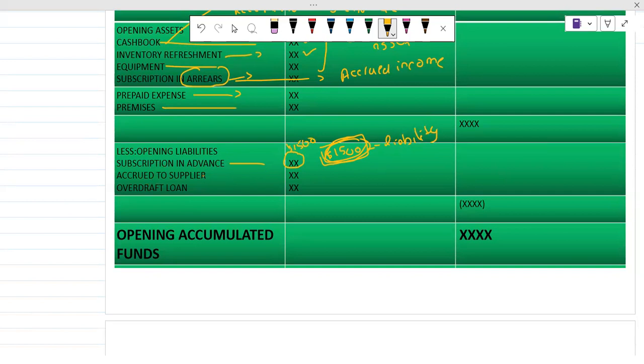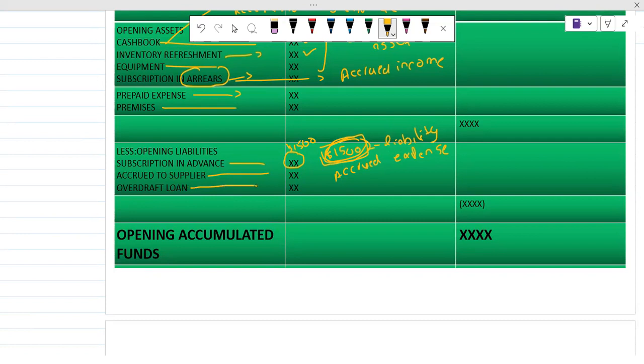Okay, so after that, accrued to supplier. Accrued to supplier, what does it mean? Basically accrued expenses. It could be accrued expenses, it could be accrued to supplier. What is it basically? Accrued expenses means that maybe our supplier gave their services to us, but we didn't pay for them yet. That type of expense is the amount which we didn't pay yet, but we already have their services. So this would be a liability for the business, and that is why it would come under the opening liabilities.